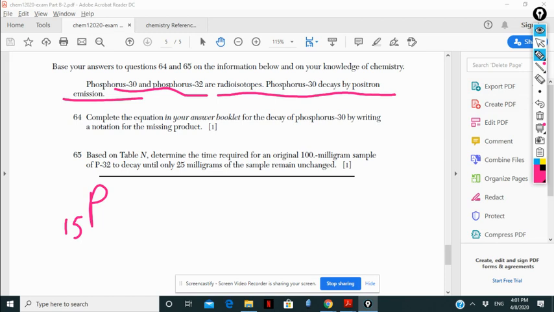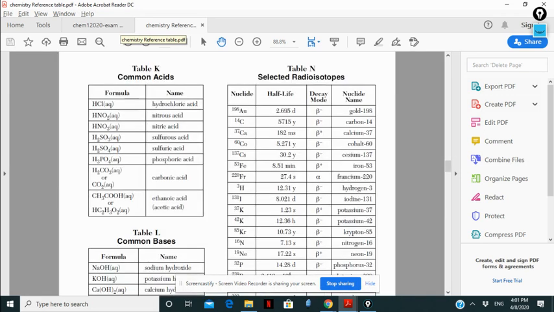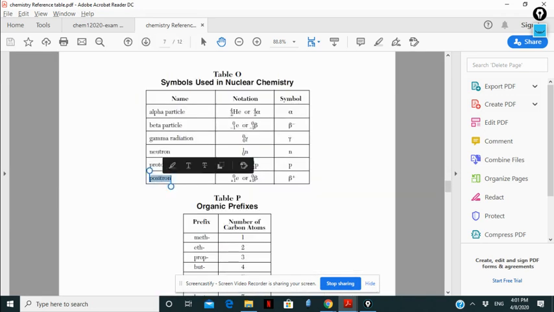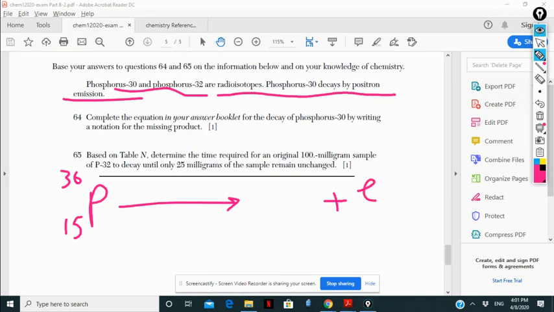And 30. Decay by positron. So since the decay, it's coming here. If I don't know what a positron is, I go to the reference sheet. Positron here. Positron means e, positive 1, 0. So e 1 0. Now here is 15, so it should be here 15. So that's 14. Here is 30, so it should be here 30.